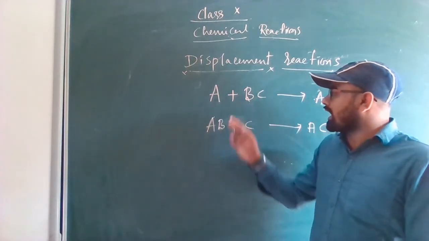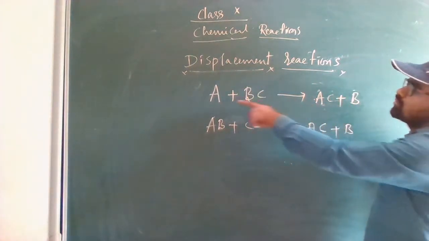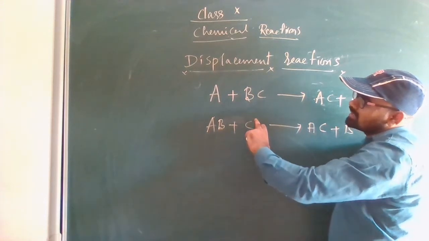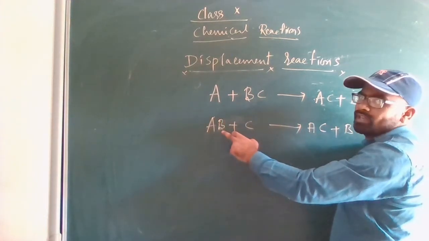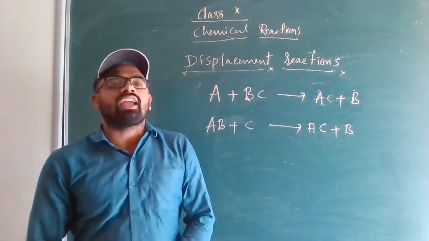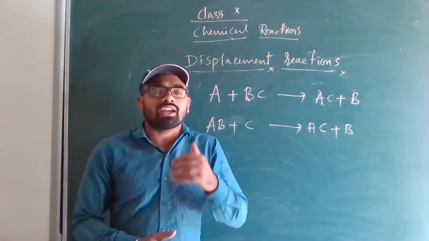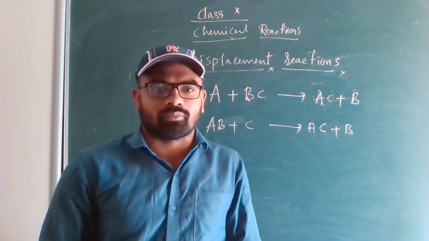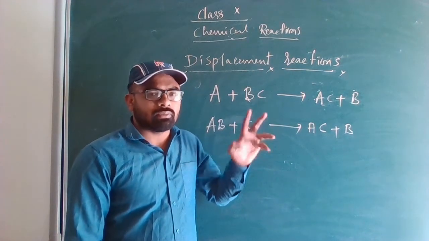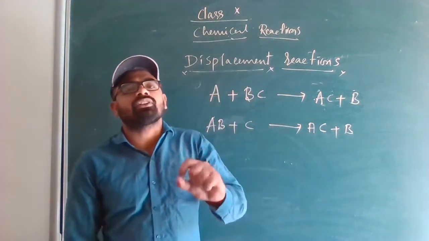Here, A is displacing B from its C. That means B is getting displaced, giving AC plus B. In AB plus C, C is displacing B, taking the place of B. So these kinds of reactions are called displacement reactions: reactions in which one atom or molecule gets displaced by another atom or molecule.